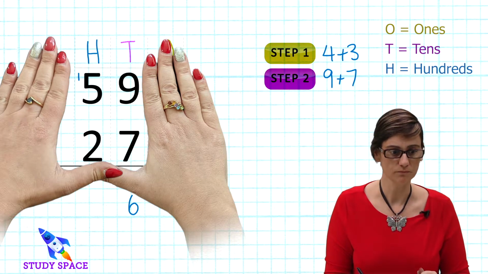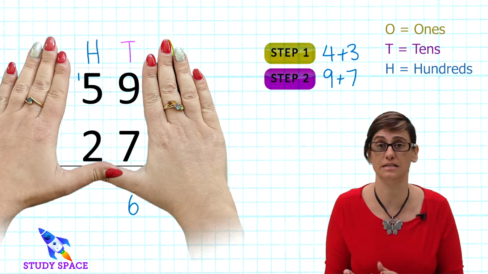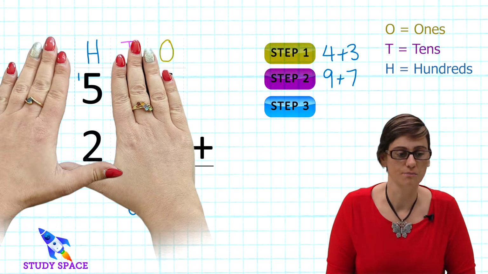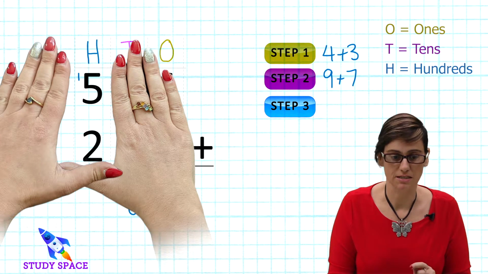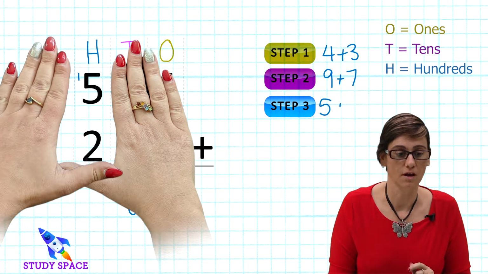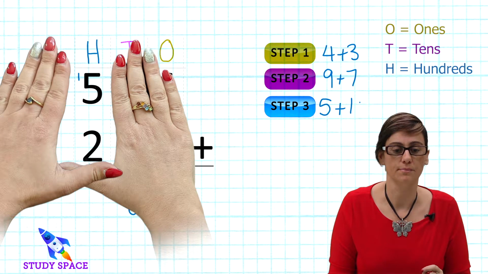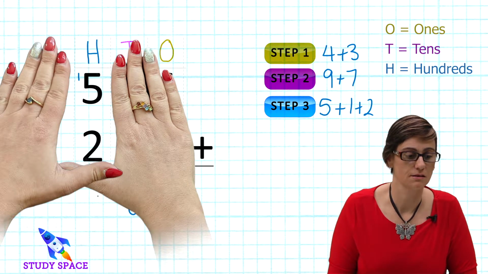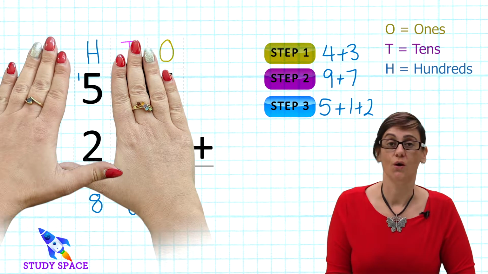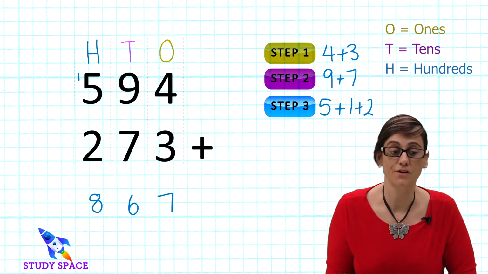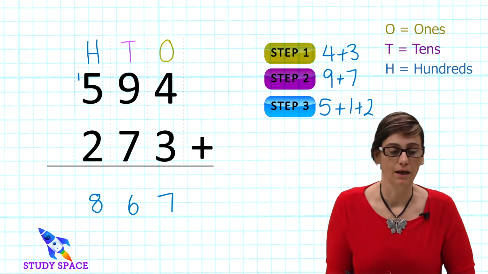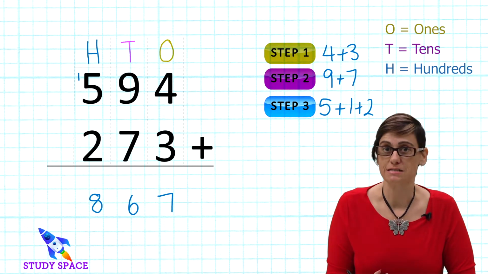So we put that into the hundreds column. Okay? All right, so now we've dealt with our ones and we've dealt with our tens. Let's have a look at the hundreds column now. So our hundreds column is just asking us to do 5 plus the 1 that we carried over plus the 2. So 5 plus 1 is 6, plus 2 more is 8. So we write the 8 down the bottom. So the answer to our question, 594 plus 273 equals 867.